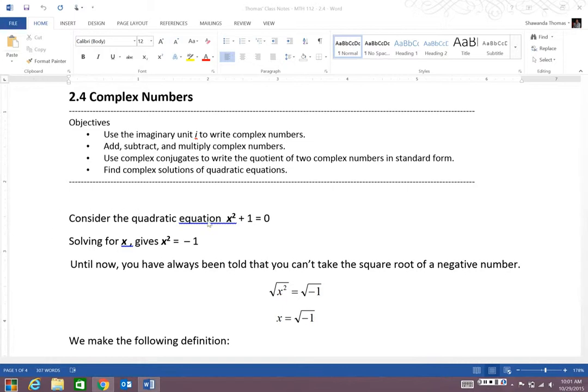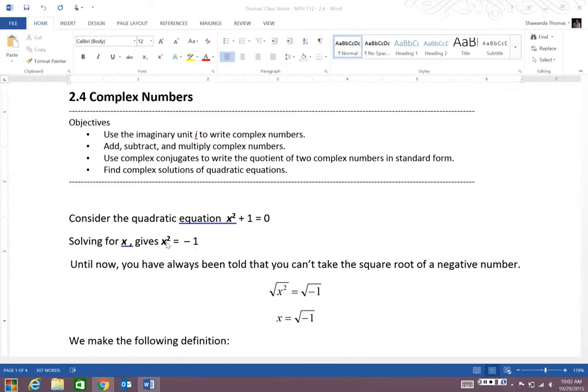Consider the quadratic equation x squared plus 1 equals 0. Now we see that we can't factor x squared plus 1 equals 0 because this is a sum of squares. A sum of squares is not factorable. If it was a difference of squares, it would be. So in order to solve for x, we will first try subtracting 1 from both sides. If we subtract 1, we get x squared equals negative 1.